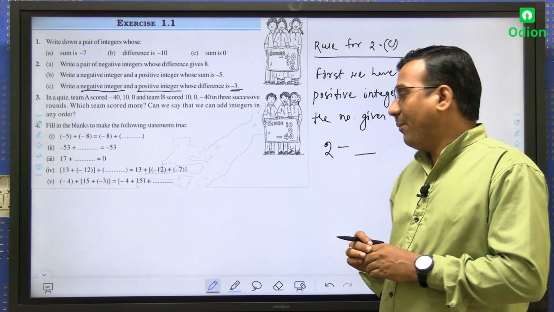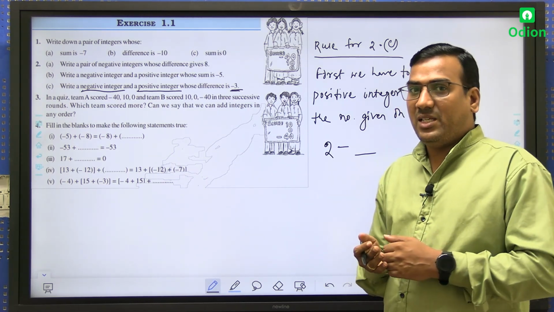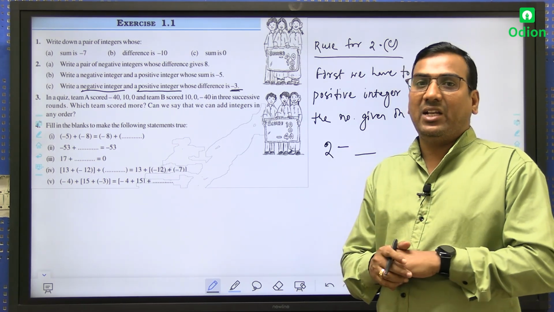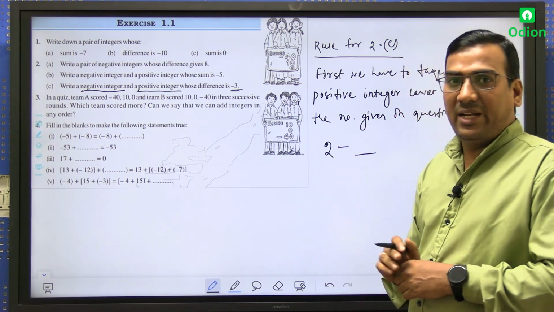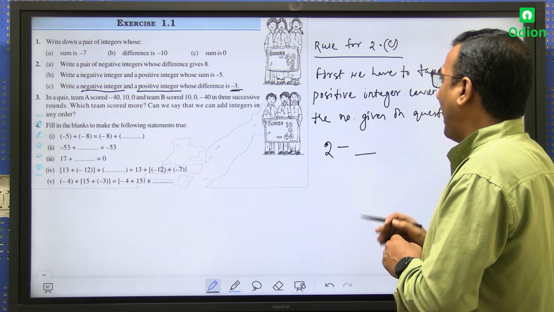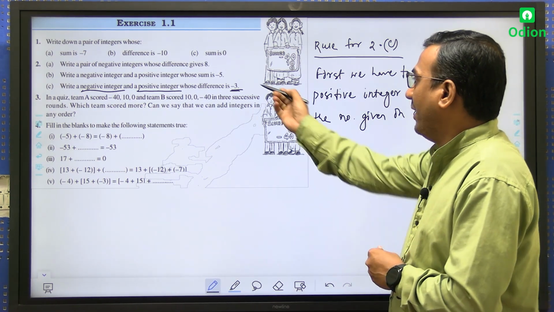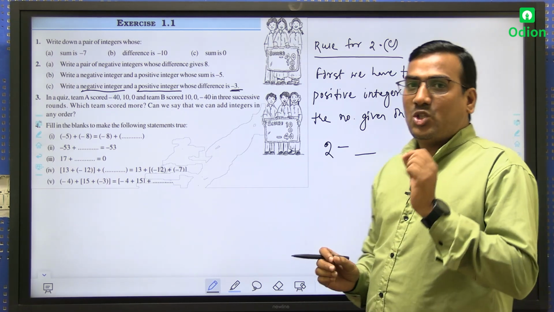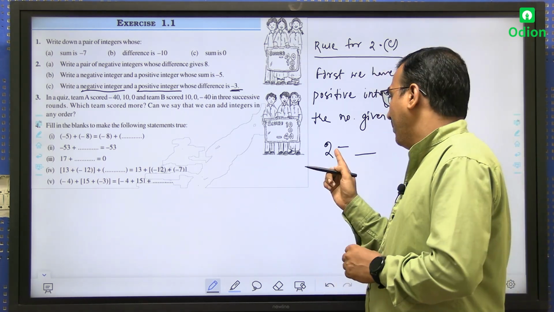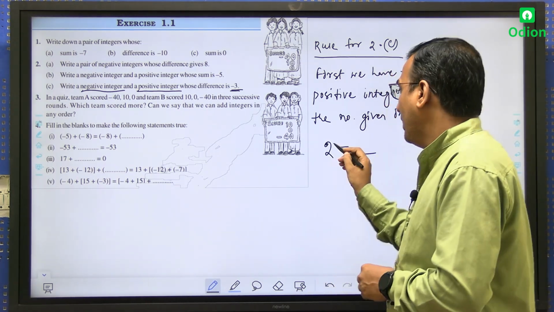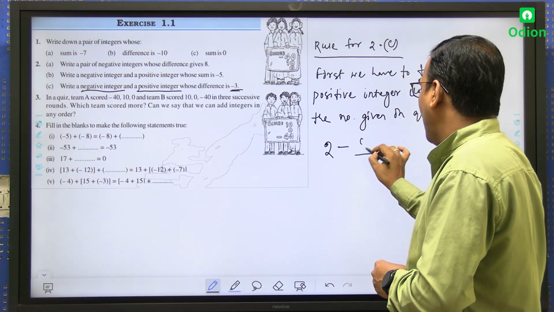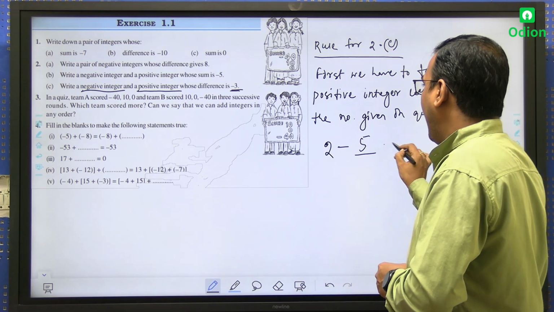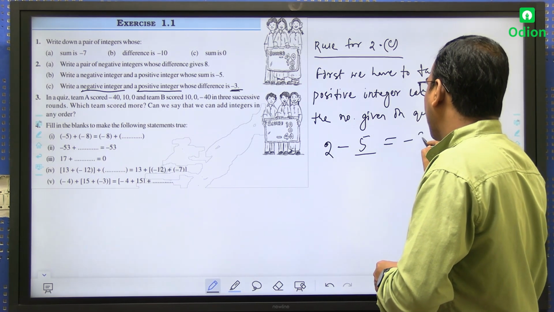It means we have to take a larger digit, and it should be in negative form. The symbol minus is already given. Then what number do I have to place to get the result 3? It should be 3 more than your 2, meaning 2 plus 3. The result is 5. The second integer should be 5 to get the answer of minus 3.